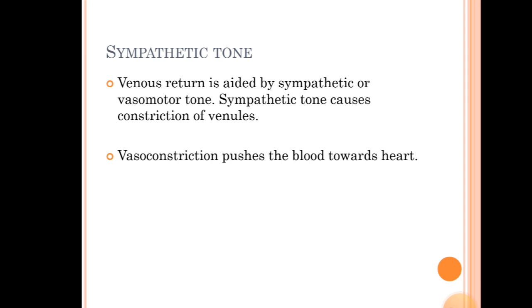Next, we have the sympathetic tone. So venous return is aided by sympathetic or vasomotor tone, and sympathetic tone causes the constriction of venules. Vasoconstriction pushes the blood towards the heart.